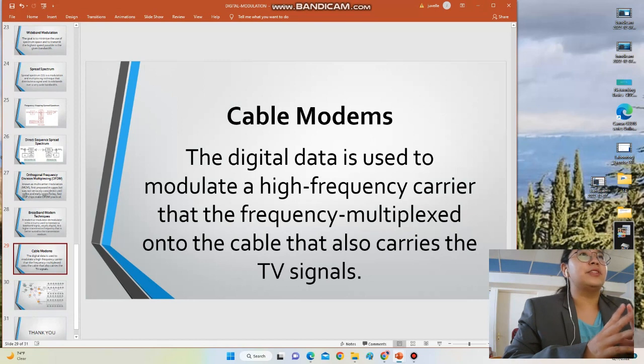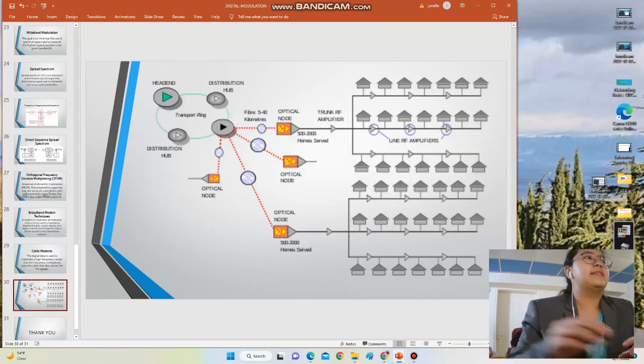So cable modems. The digital data is used to modulate a high frequency carrier that is frequency multiplexed into the cable that also carries the TV signals. This is the cable modems. So this is the transport ring, headend distribution. This is the optical node. That's where we have the cable modems. That is the line of amplifiers going to our cable modems.